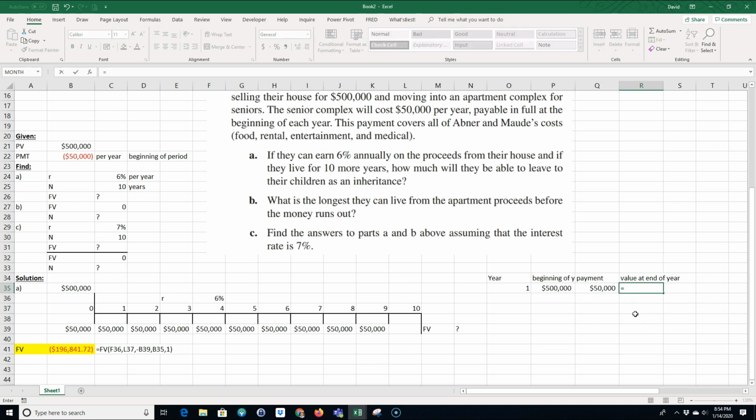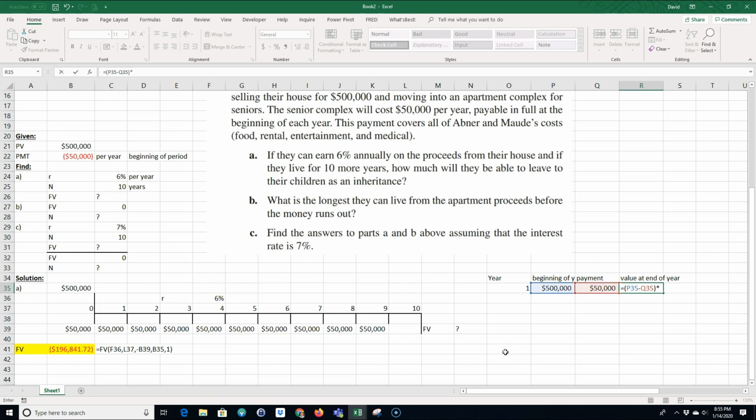Well, it's going to be equal to how much I had at the beginning of the year. Let me start this out with a parentheses. Minus that payment I made, right? It's going to start out with $450,000, the 500,000 I started out with minus 50,000. So that's how much I started out at the beginning of the year. Remember, this payment was right here.